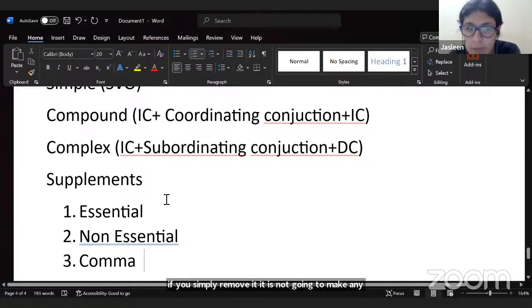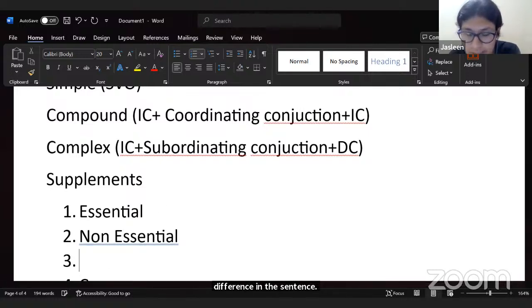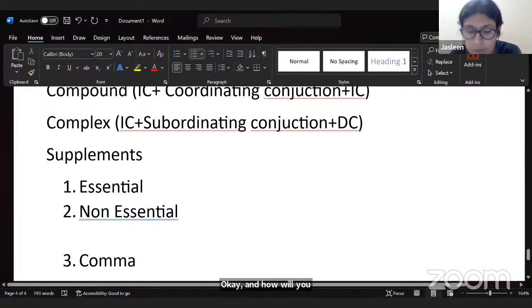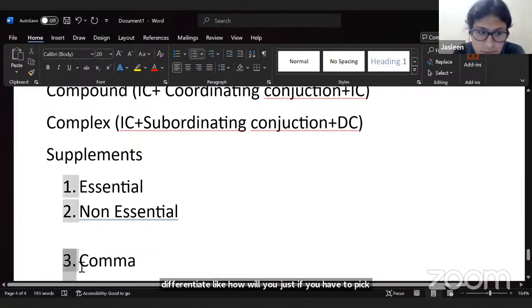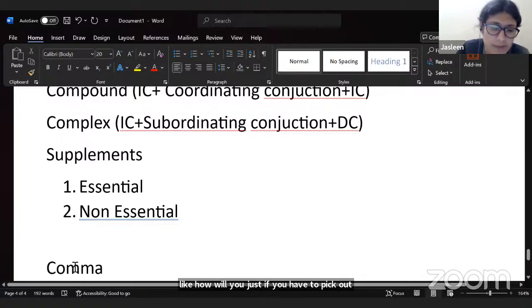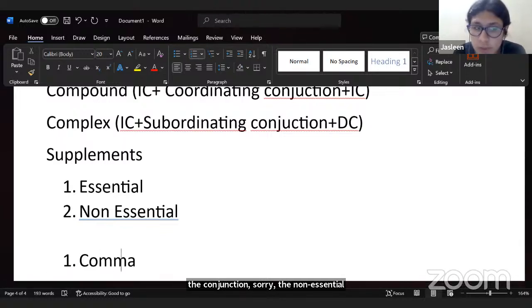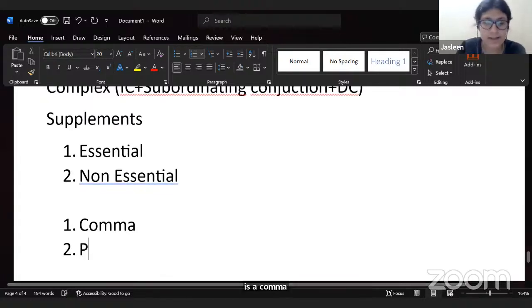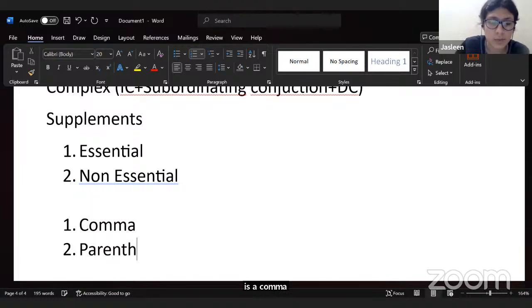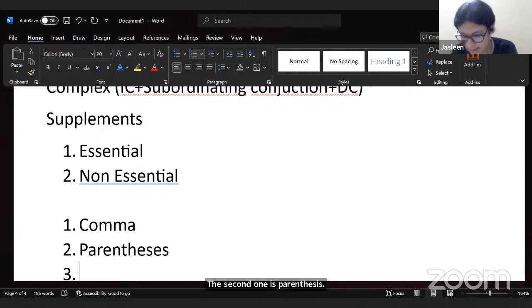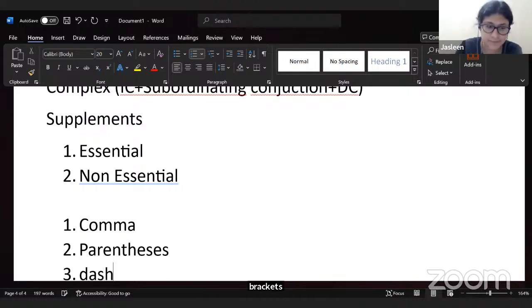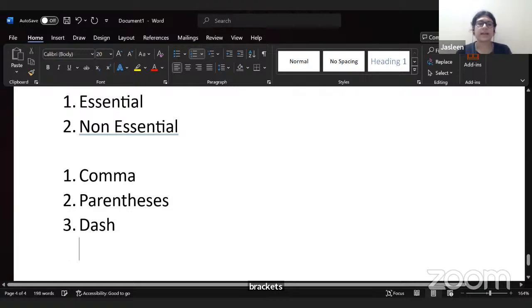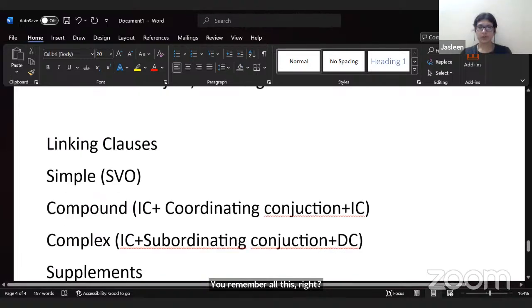Okay, and how will you differentiate? If you have to pick out the non-essential supplement, there are three ways to separate it. The first one is a comma. The second one is parenthesis. What are parentheses? It is the brackets. And the third one is a dash. You remember all this, right? Yeah. Okay.